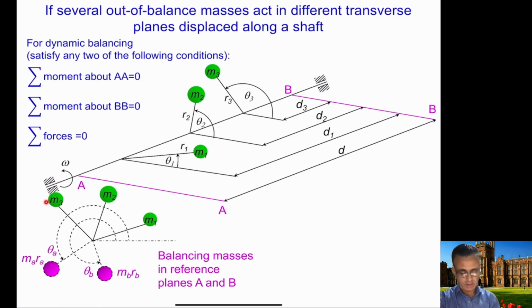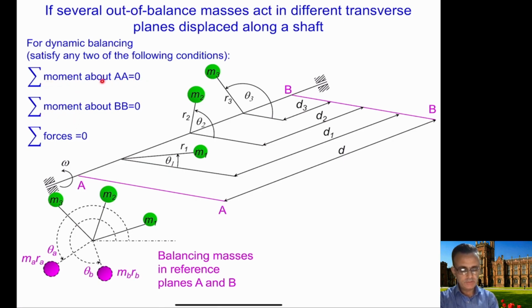which is what we want. Now this is a very important point: if we want our system to be dynamically balanced, we need to satisfy any two of the following conditions. There are three conditions given here. The first condition is the summation of all the moments about AA equals 0. This is the AA. So we will take the moments about AA, and we will make sure that these moments are equal to 0.